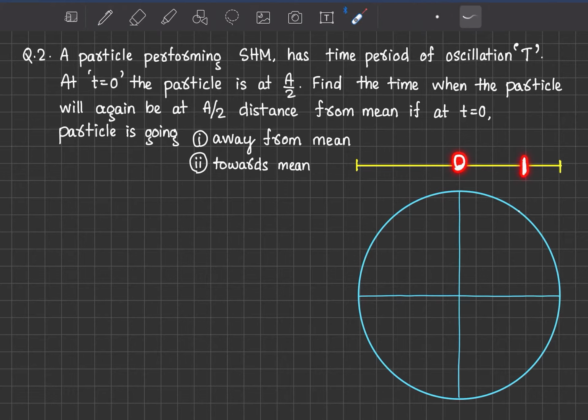So it might be here or it might be here. A by 2, both are a by 2 distance from the mean. It did not say positive or negative, it just said a by 2 distance. Now see, in SHM, if these are the 2 points, correspondingly we will get 4 points in the circle. See, first point, second point, third point and fourth point.